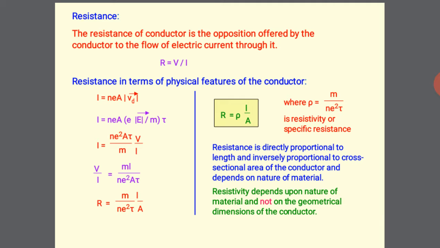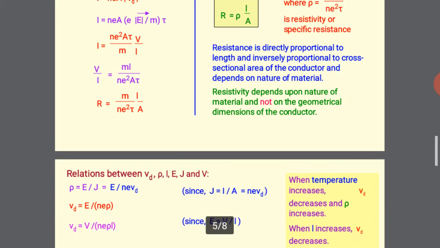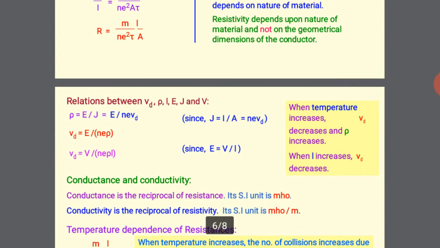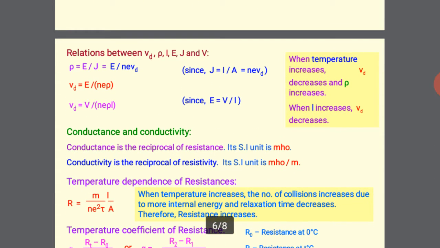Resistivity depends upon the nature of the material and not on the geometrical dimensions of the conductor, that is rho. Now here is a relation between drift velocity, specific resistance, current, electric field, current density and voltage. Rho can be written as E upon J or E upon n e vd. Vd can be written as E upon n e rho, or Vd is equal to V upon n e rho L.